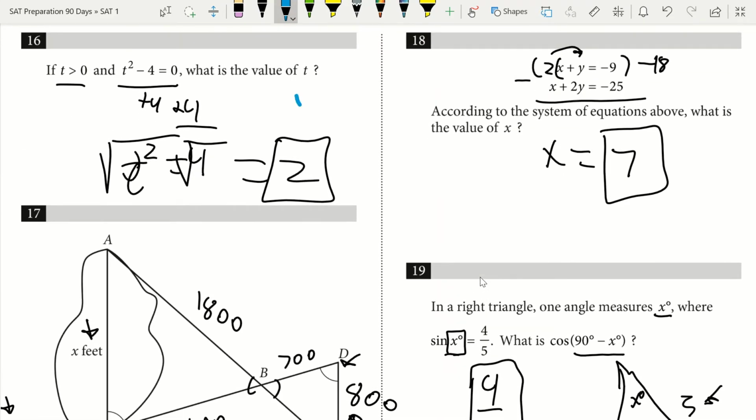T's got to be positive. Is it positive? Yes. Is t squared minus 4 equals 0? Well, it's 2 squared minus 4 equal to 0. 2 squared is 4. 4 minus 4 is 0. Yes, that's correct. Number 17.